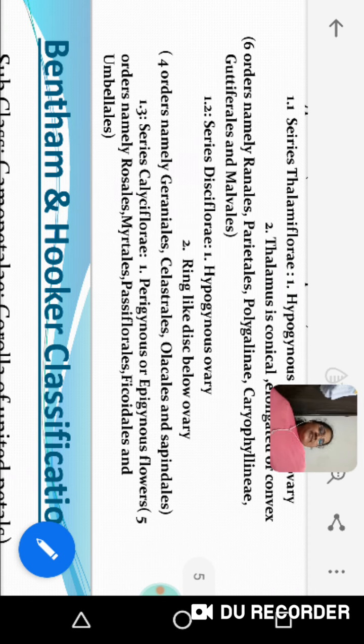And perigynous condition means all the four floral parts, like sepals, petals, stamens and ovary, are all at the same level. That is known as the perigynous condition. So in the series Calciflorae, the plants have flowers with perigynous and epigynous conditions. And this series Calciflorae consists of 5 orders, namely Rosalis, Myrtalis, Passifloralis, Ficoidalis and Umbellilis.